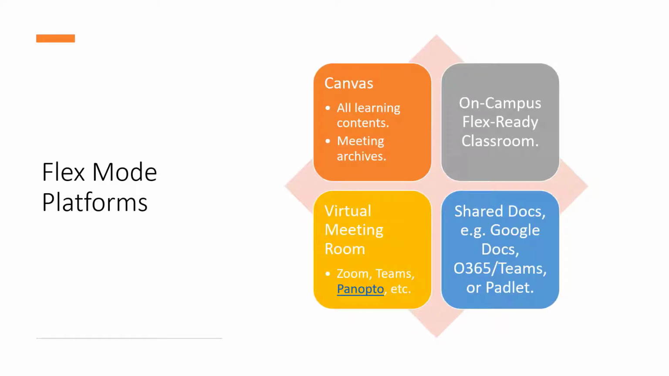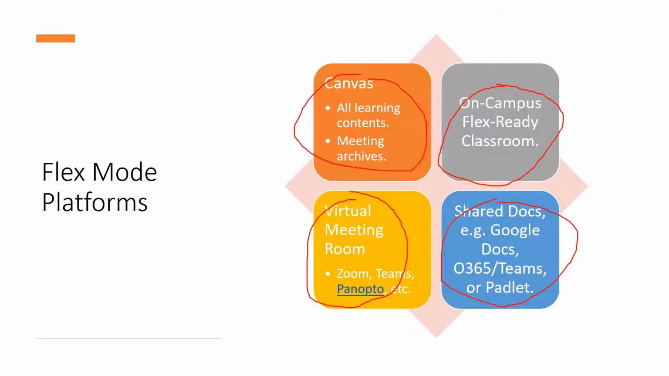Flex mode shares four common components, starting with Canvas, where all the learning materials and contents are stored and shared. And we have a physical classroom that is flex ready. And then we have a virtual classroom or meeting place, such as Zoom or Microsoft Teams, as well as some kind of shared document or platform, such as Google Docs, Office 365, or even Padlet.